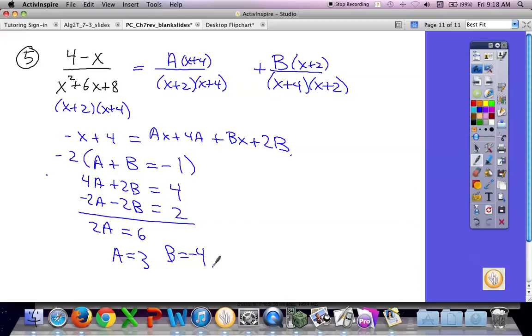So the answer was, the partial fractions are 3 over x plus 2 minus 4 over x plus 4. And you might have written it in the reverse order. It doesn't matter. It could be -4 over x plus 4 plus 3 over x plus 2.